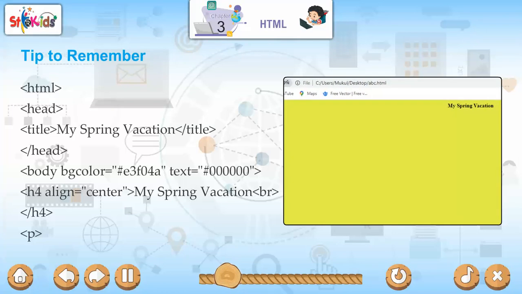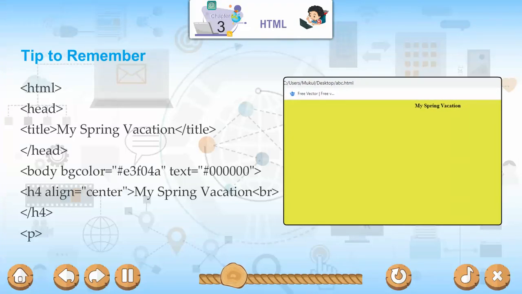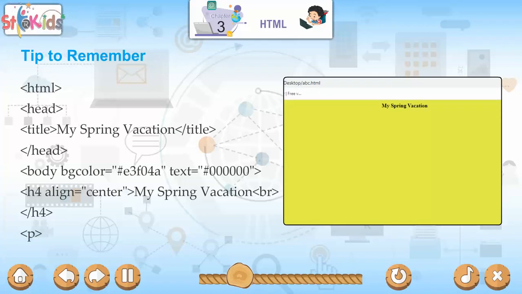Opening tag body BG color is equal to double quote hashtag E3F04A double quote text is equal to double quote hashtag 000000 double quote closing tag. Opening tag H4 align is equal to double quote center double quote closing tag. My spring vacation. Opening tag BR closing tag. Opening tag slash H4 closing tag. Opening tag P closing tag.